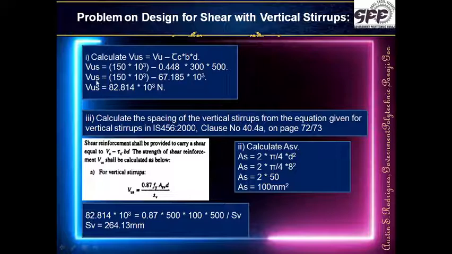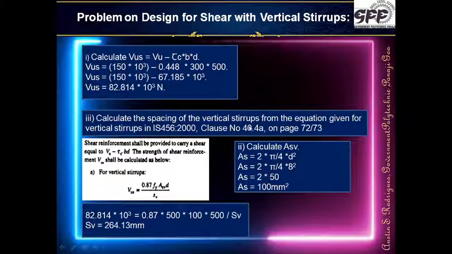So VUS, the force to be resisted by the stirrups, is equal to 150 into 10 raised to 3 minus the capacity of the beam, 67.185 into 10 raised to 3 newtons. So this minus this gives me the value as 82.814 into 10 raised to 3 newtons. That means the shear reinforcement has to be provided so as to take a force of this much, that is 82.814 into 10 raised to 3 newtons. So now, in order to do that, we go to the next step.